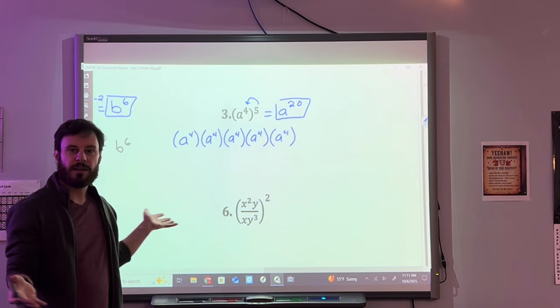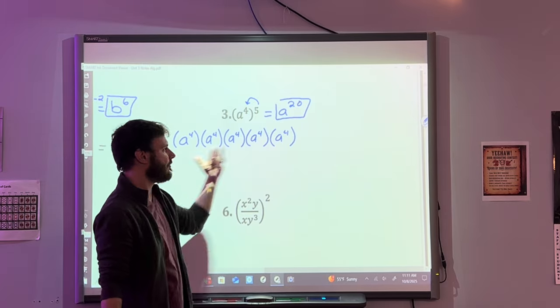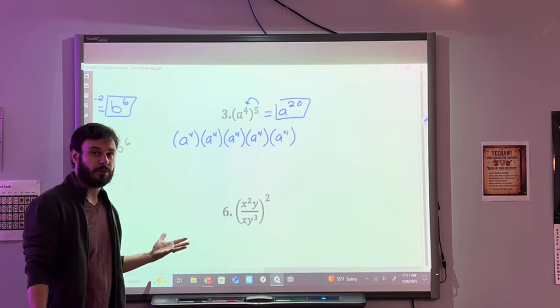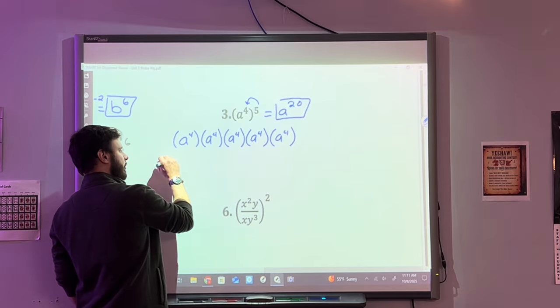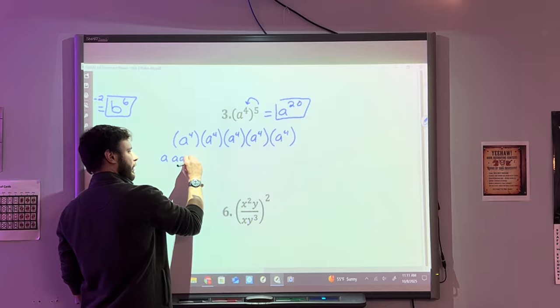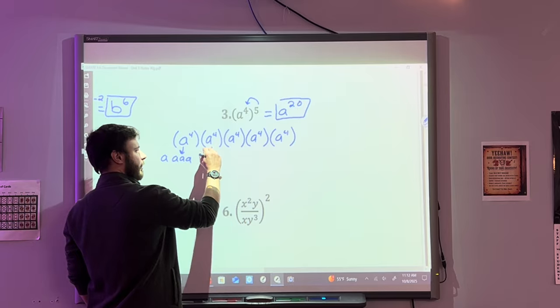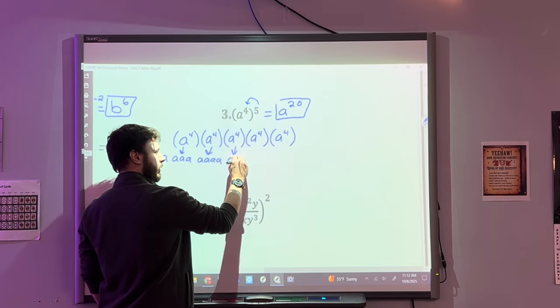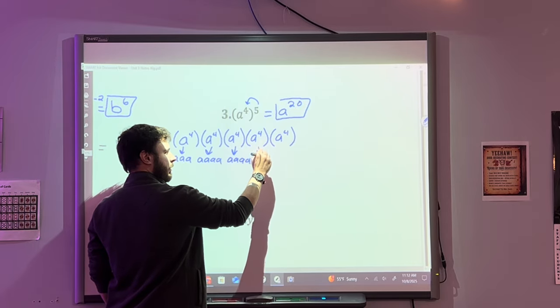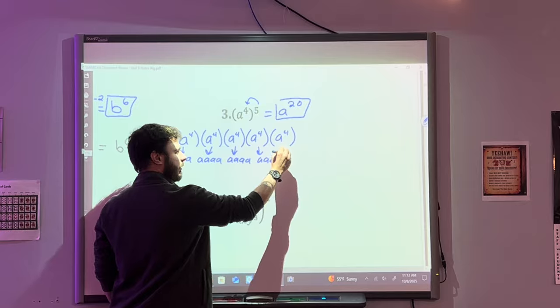Okay. I have this thing 5 different times. And now, if I break this down, that means I have 4 a's, and then 4 more a's, and then 4 more. See where I'm going with this.